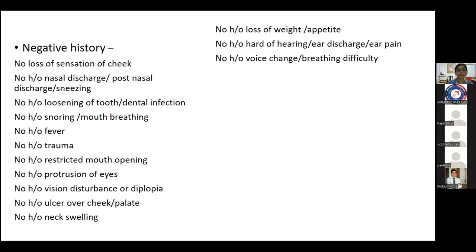There is no loss of sensation of cheek, no history of nasal discharge, post-nasal discharge or sneezing, no history of loosening of teeth or dental infection, no history of snoring, mouth breathing, no history of fever, no history of trauma, no history of restricted mouth opening, no history of protrusion of eyes, no history of vision disturbance or diplopia, no history of ulcer over cheek or palate. There is no history of neck swelling, no history of ear complaints, and no history of voice change.